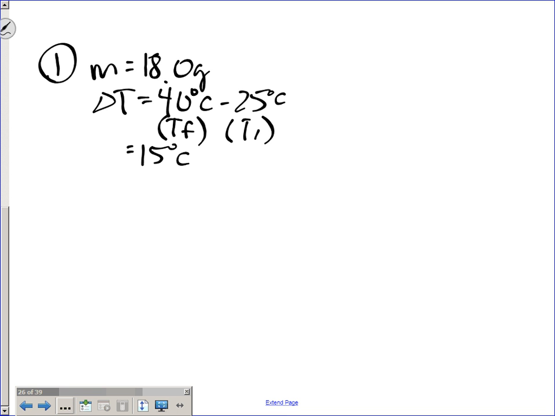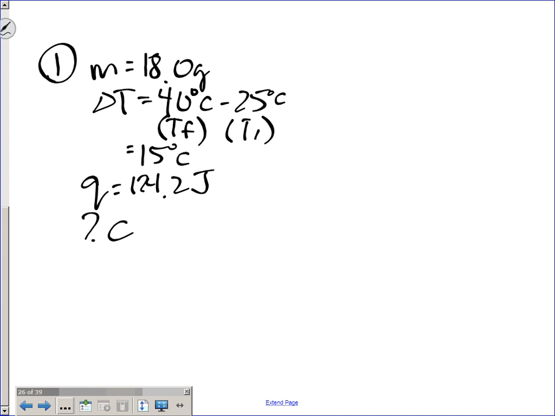Lindsay. So we got the mass, we got the temperature change. What's the next variable given to us? We're looking at problem set 17, number 1. Okay, so what variable is that? Q, thank you. Okay, so Q is 124.2 joules of heat. And then the question is, what's the specific heat capacity, or what's the specific heat?